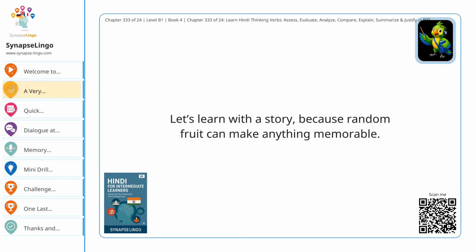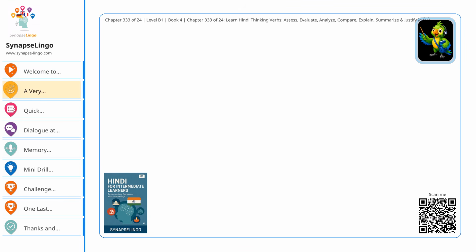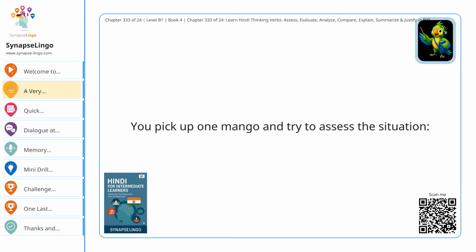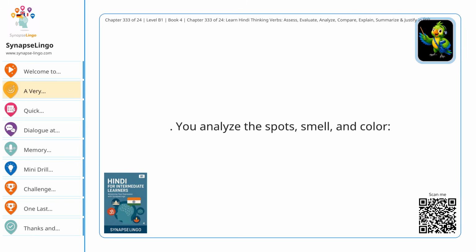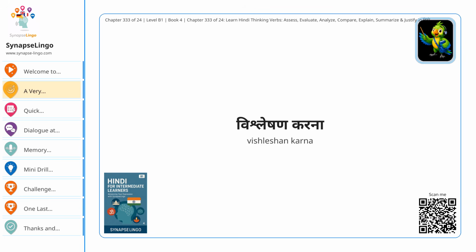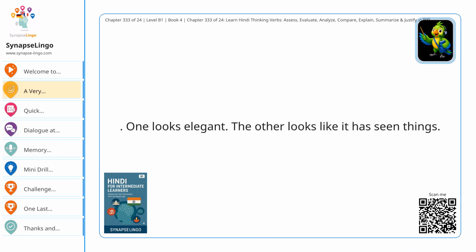Let's learn with a story, because random fruit can make anything memorable. You walk into a market to buy the perfect mango. You pick up one mango and try to assess the situation. आकलन करना. Is it ripe, or is it secretly a yellow rock? Then you evaluate the quality. मूल्यांकन करना. You analyze the spots, smell, and color. विश्लेषण करना. Next, you compare 2 mangoes. तुलना करना. One looks elegant, the other looks like it has seen things.